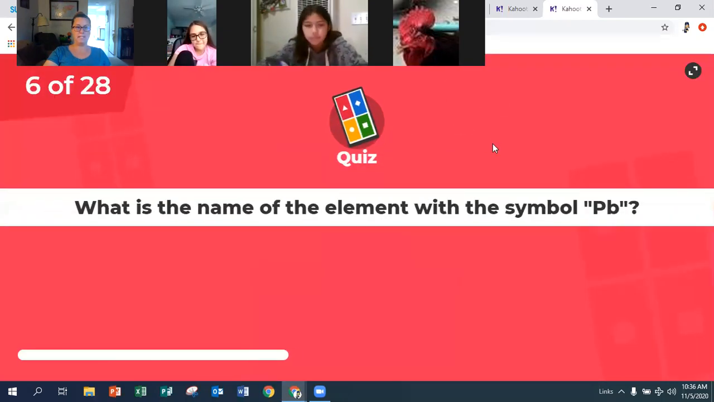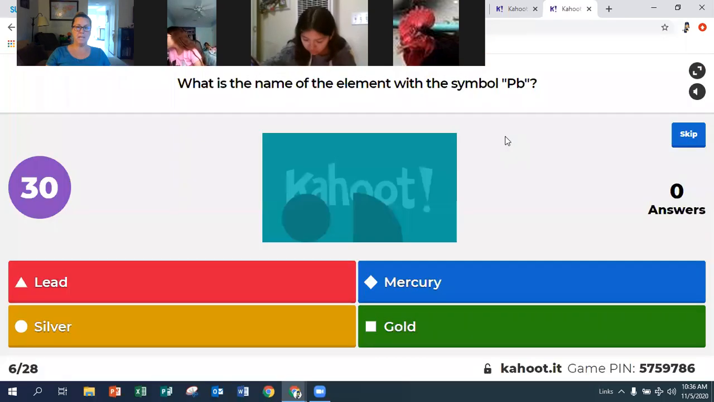Question 6. What is the name of the element with the symbol Pb? It is a metal. It's in group 14.